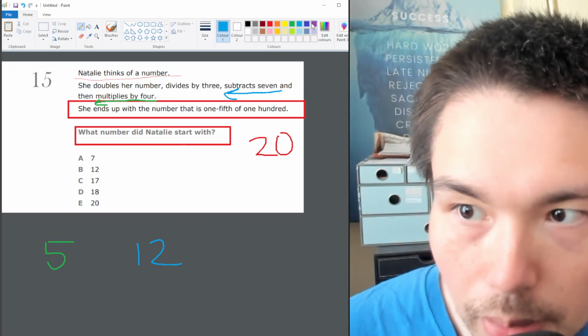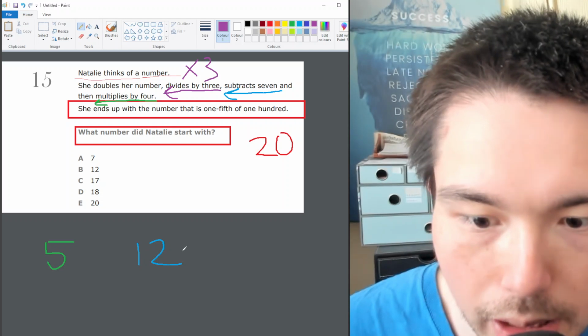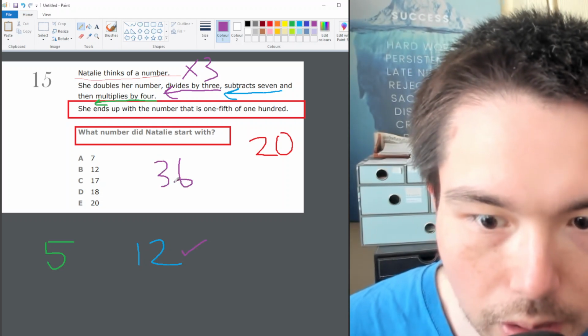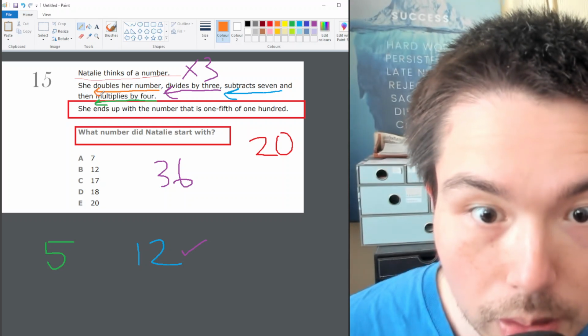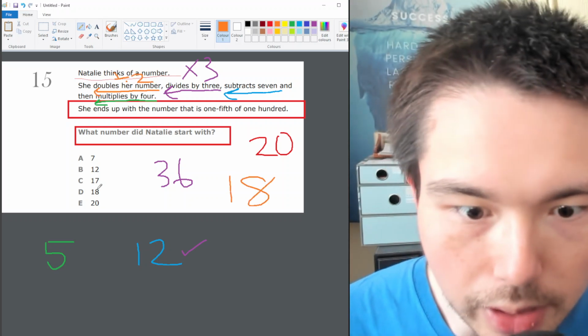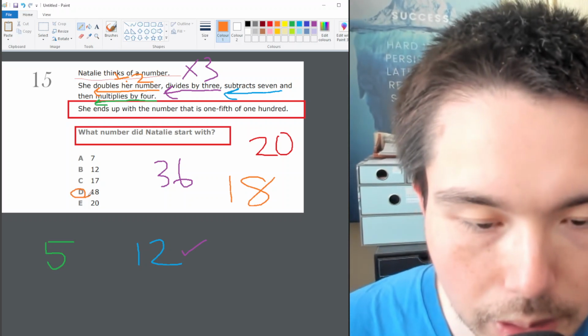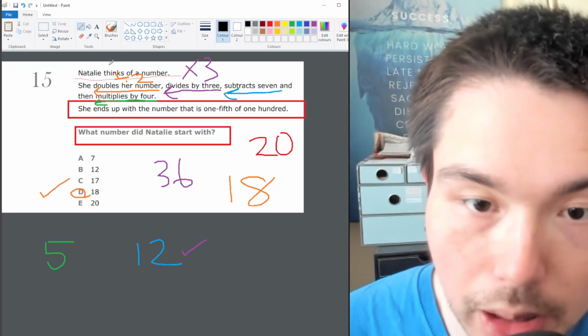And then divide by 3. Nope. We need to times by 3. We have this. 12 times 3 is 36. She doubles her number. Nope. We need to halve the number. So that will be 18. And that is there. In the real exam, you can check if you've got time. And now I'm going to start from the beginning.